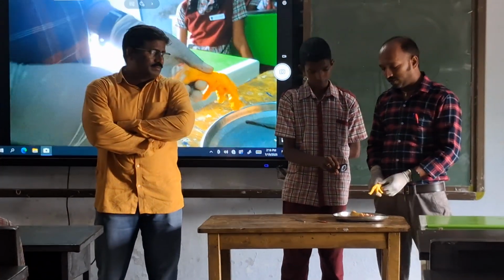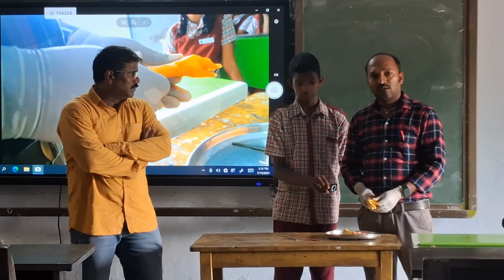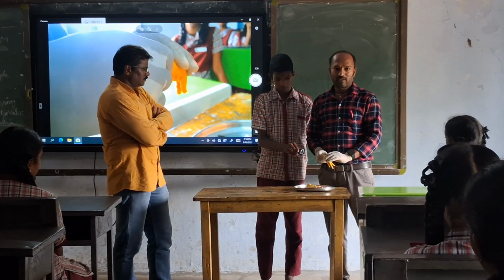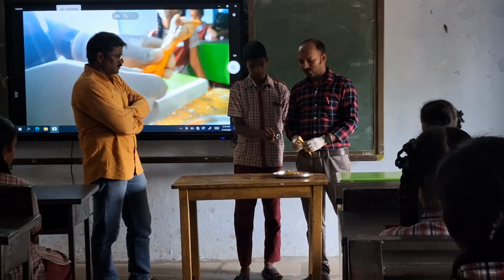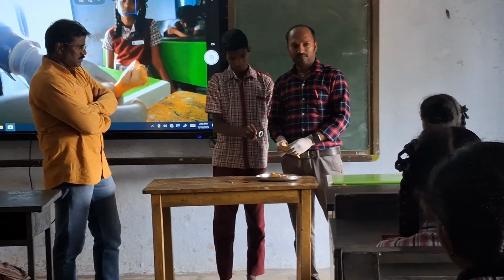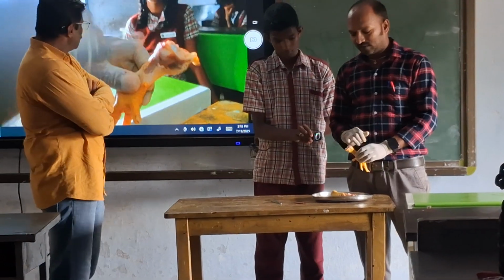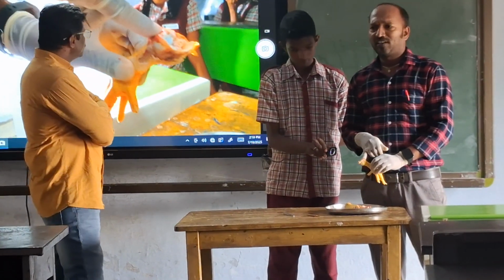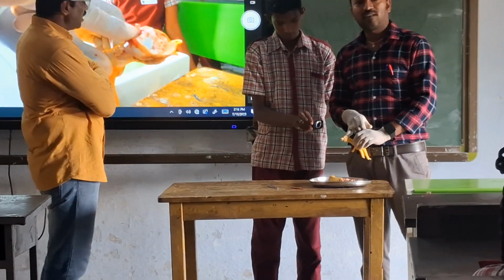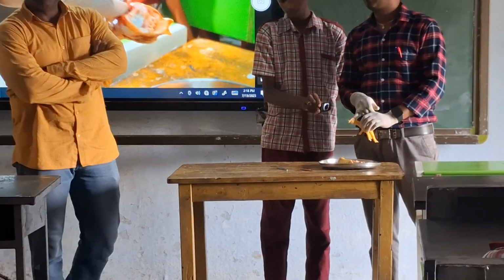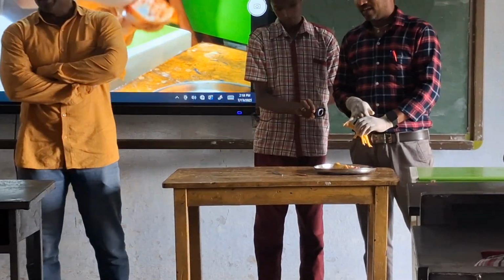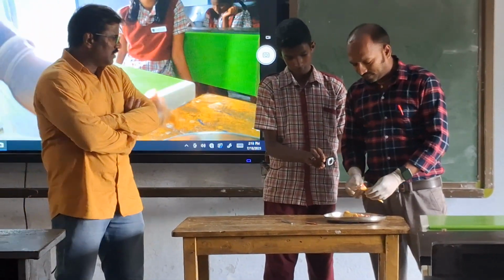So today we will observe some connective tissues. Bone is also one of the connective tissues. Already we have seen it. And cartilage is also a connective tissue.